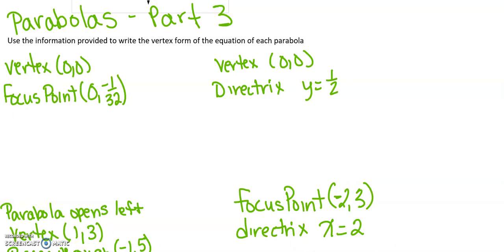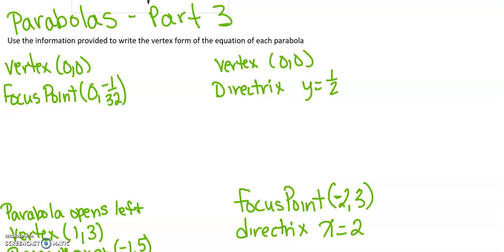Okay, so this is the third part of parabolas. We're going to look at writing equations based on just information. Typically, I draw things out because it helps me, but you do not have to, so you'll see me drawing out the graphs so that it'll help me write the equation.